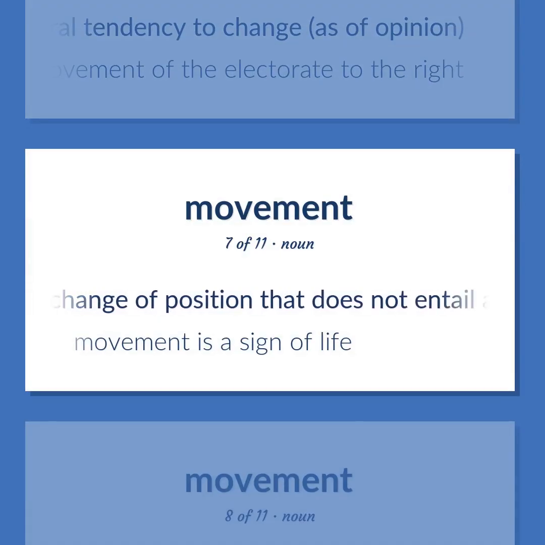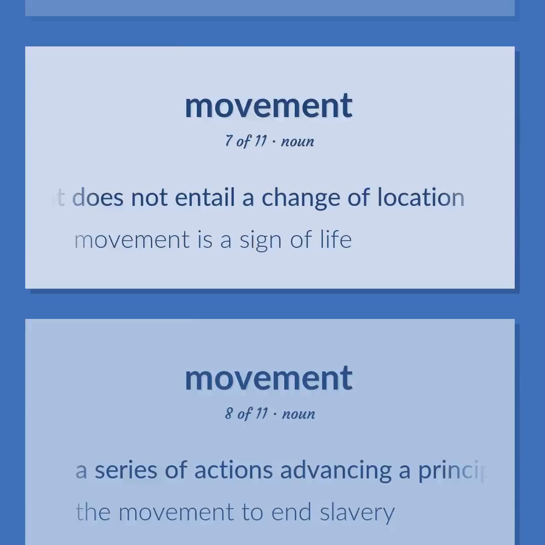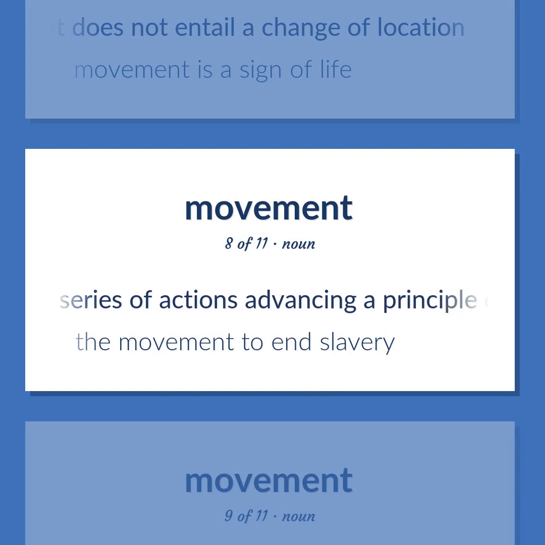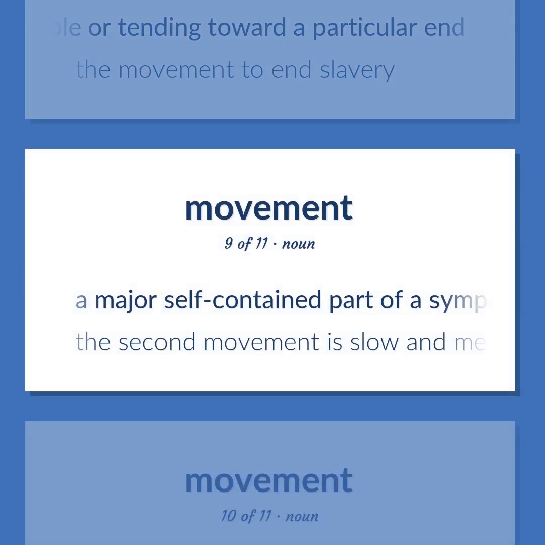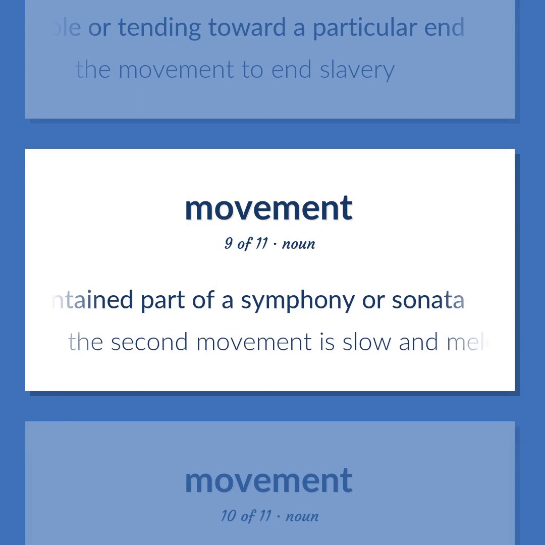A change of position that does not entail a change of location. Movement as a sign of life. A series of actions advancing a principle or tending toward a particular end. The movement to end slavery. A major self-contained part of a symphony or sonata. The second movement is slow and melodic.